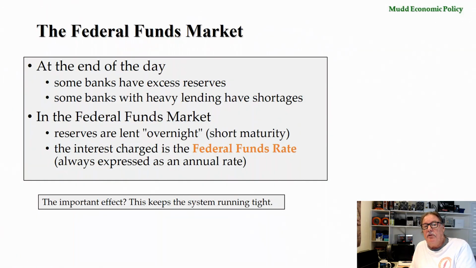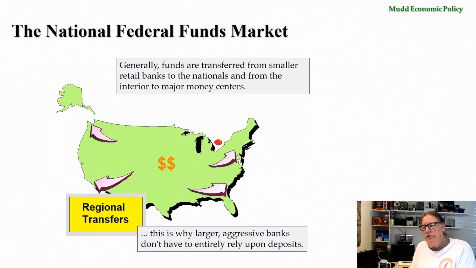We need to understand how this works by talking about this market that we've brought up before but haven't said much about, but now it's time to focus on it. The federal funds market is a very large market that not many people know about. At the end of the business day, remember, banks have to have adequate reserves to justify their lending.